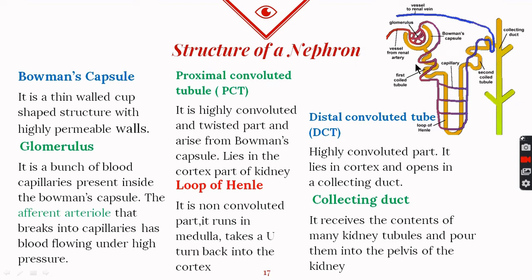Bowman's capsule then extends in the form of a narrow tubule, which is called the proximal convoluted tube. It is highly twisted and convoluted, and then it becomes straight and extends into the medulla part of the kidney, takes a U-turn and comes back into the cortex part. This U-shaped part is called the loop of Henle. It becomes twisted and convoluted again, and it is called the distal convoluted tube, which joins with the collecting duct. The main function of the nephron is to separate urea from the blood, which is brought through the tubular part into the collecting duct.